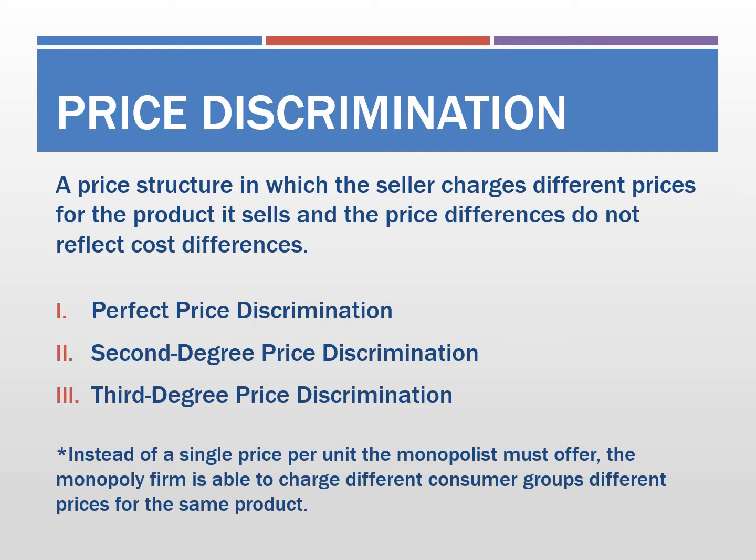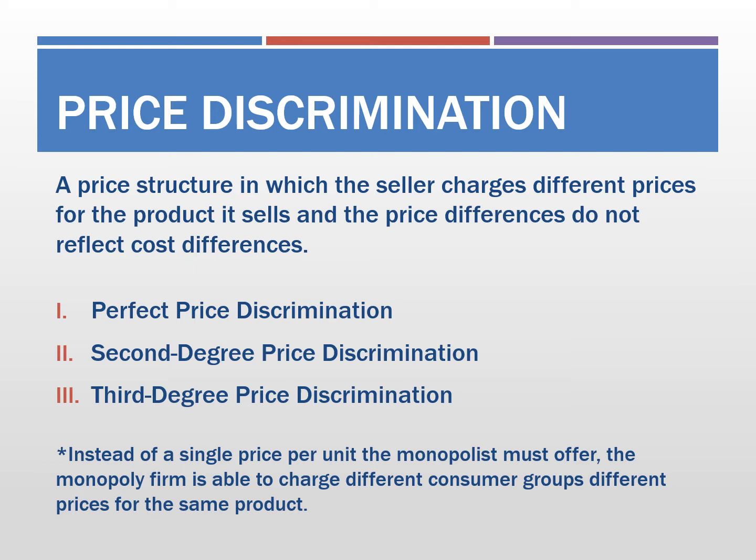That extends to today's topic. Instead of charging a single price per unit in the market, the monopolist can actually charge different prices in the market for the same product they sell to the population. When the firm chooses to charge different prices to different groups of consumers or different individual consumers, we call this price discrimination.